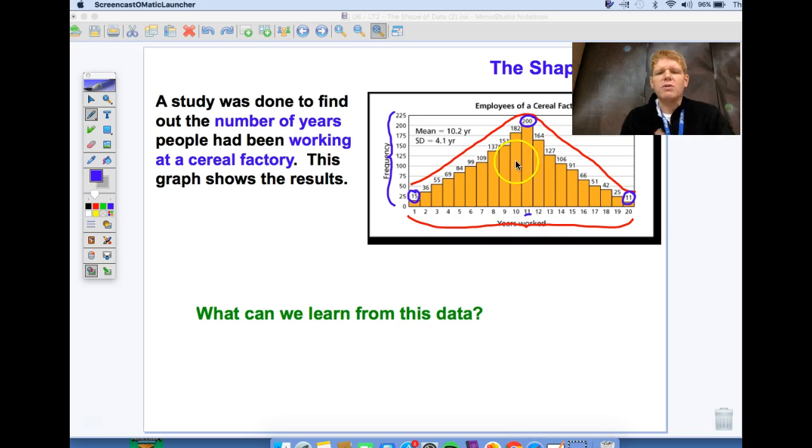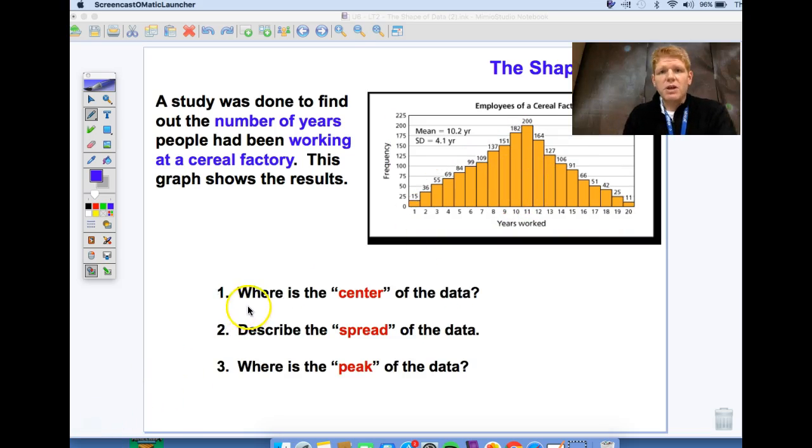So what can we learn about this? Well, there are a couple of general observations we might make. Number one, we can see that there aren't a whole lot of new people coming in, so they don't hire a lot of new people every year. It looks like that because they have so many other people here in the middle. And they don't have a lot of people who've been working 20 years or more, or even 19 years or more. What that probably means is maybe they retire at the end of 18, 19 years. So we can make some observations about data based on a data set.